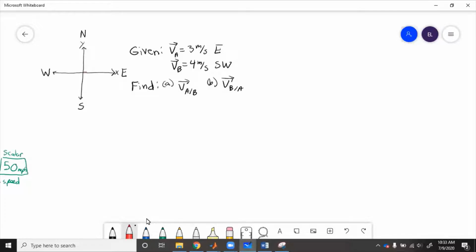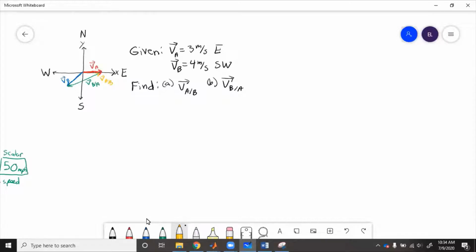So Alice walks east. So this is velocity of Alice. Bob walks southwest. Velocity of Bob. So then the relative velocities, this is velocity of Bob with respect to Alice. And then the exact opposite would be velocity of Alice with respect to Bob.